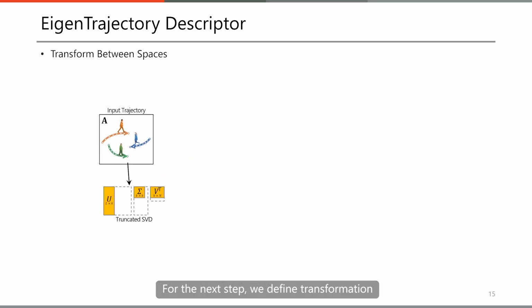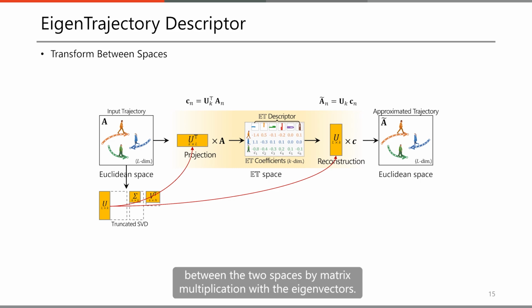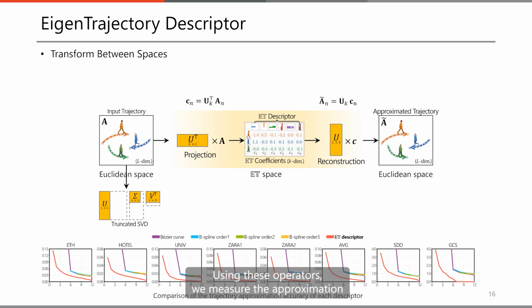For the next step, we define transformation between two spaces by matrix multiplication with eigenvectors. By defining transformation to and from this newly defined descriptor space, we can freely convert the information for perception and prediction. Using these operators, we measure the approximation error to check how accurate the EigenTrajectory is. Compared to the parametric curve models, our descriptor can much more accurately approximate a pedestrian's path, even with fewer dimensions.